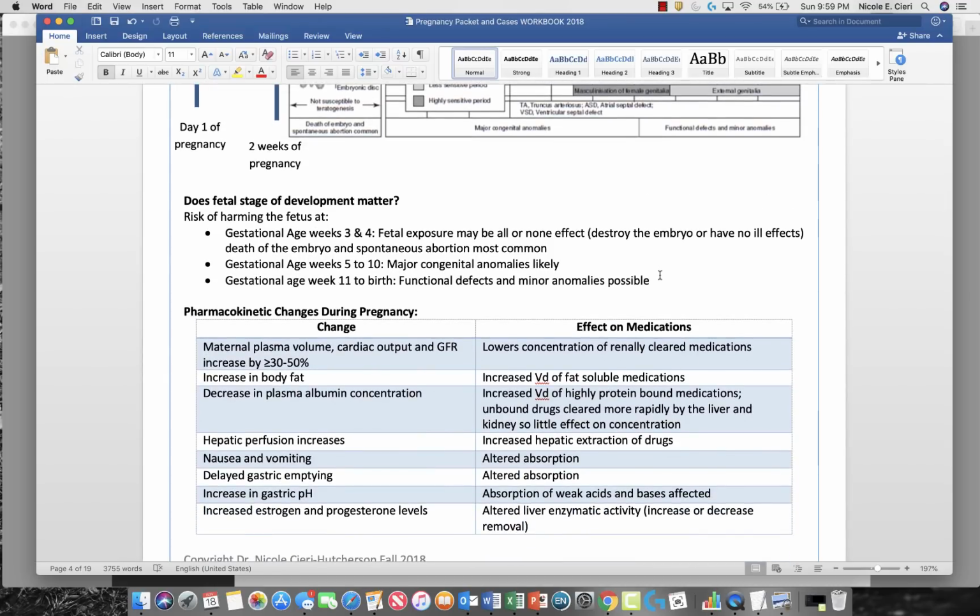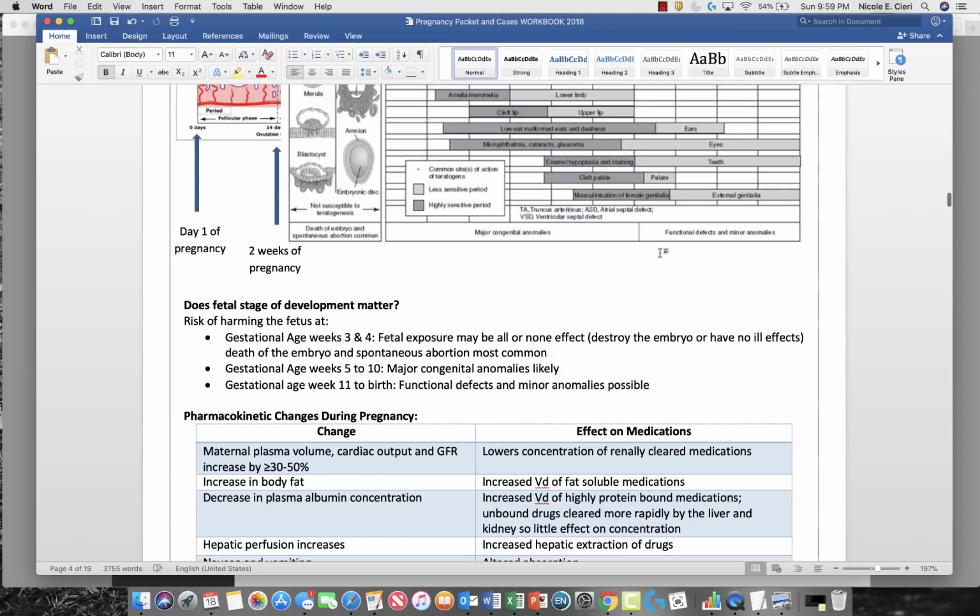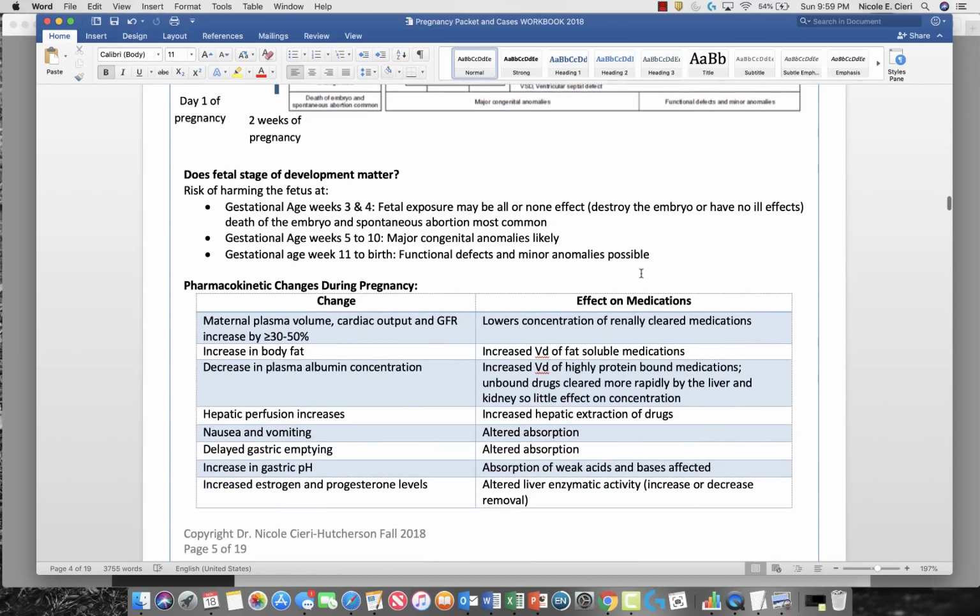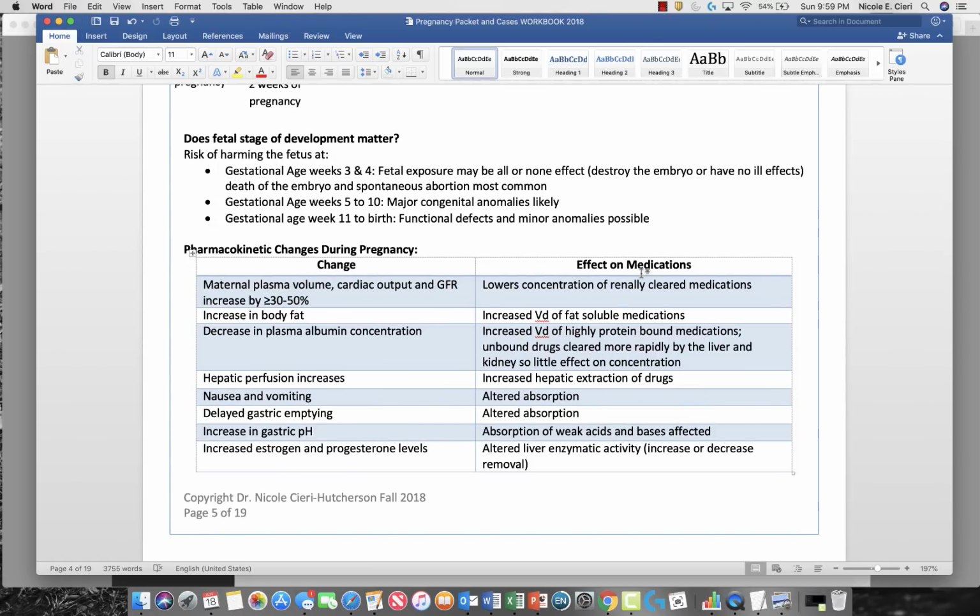Not only does the fetal stage of development matter in terms of medications and what trimester the woman is in because of the different stages of development of the fetus, the pharmacokinetic changes that occur during pregnancy are also important and can affect medications that patients take. Maternal plasma volume and cardiac output and GFR increase by 30 to 50% during pregnancy. So your blood volume actually increases during pregnancy. This lowers the concentration of renally cleared medications.